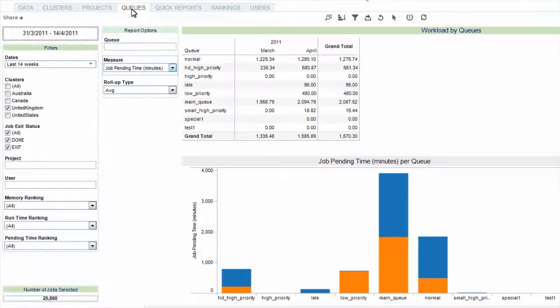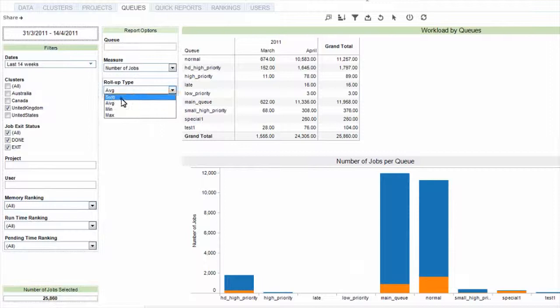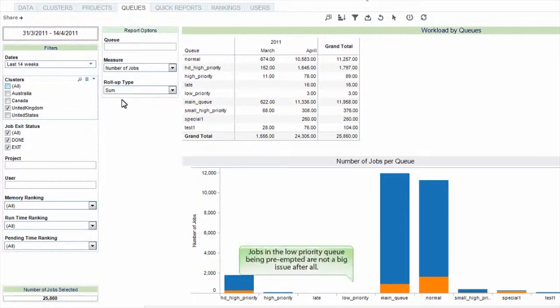Instead of looking at how long jobs waited in each queue, I'd like to look at the actual number of jobs involved. And again, we get an important insight. Jobs in the low priority queue have all been preempted or killed, but there were a negligible number of them. Only 3 in fact. We might wonder why we have this queue configured at all since it's so rarely used. Let's look at all clusters.